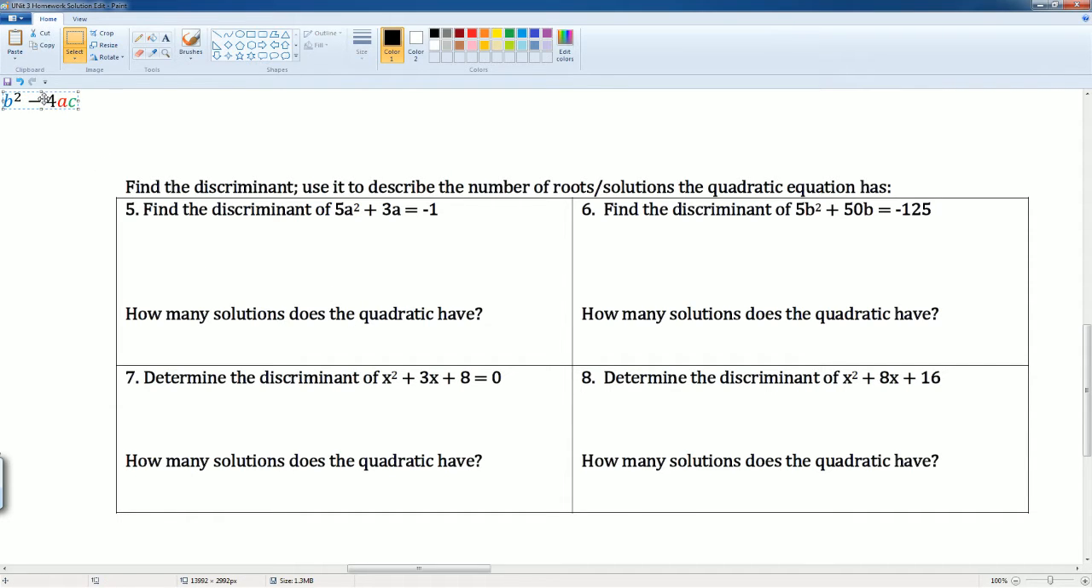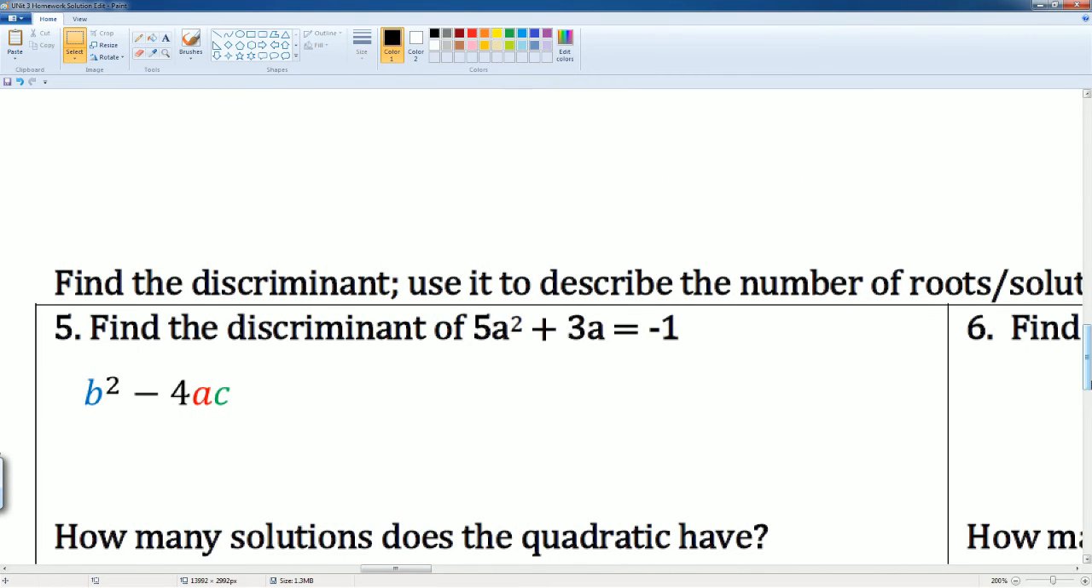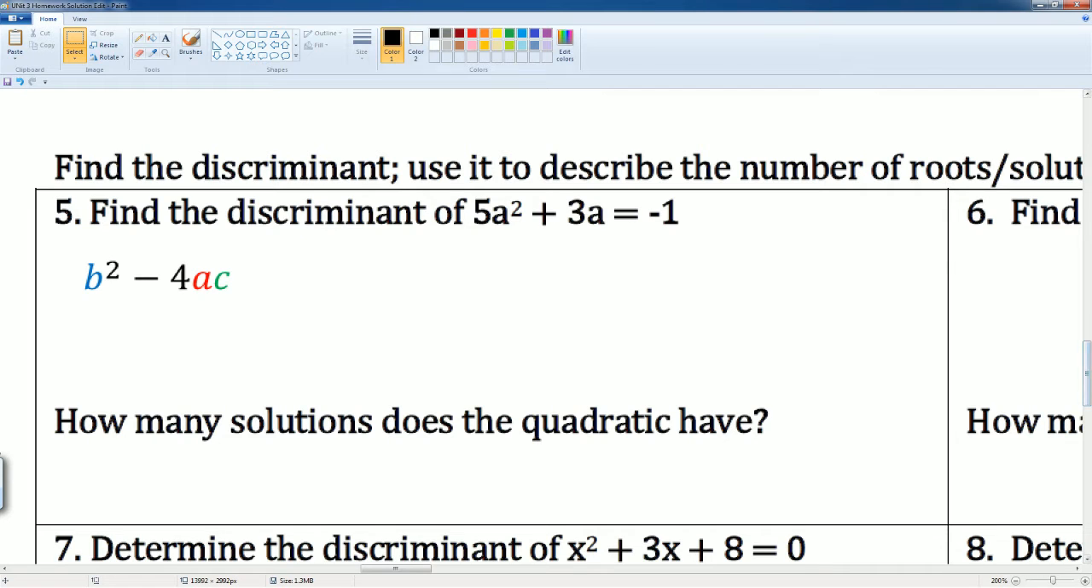So the discriminant is always in this format of b squared minus 4ac. So let's just plug it in. So b here is 3, so 3 squared minus 4, a is 5, and c is, we should put this in standard form first. Okay, so let's add 1 to both sides. That is better practice, always putting it in standard form. 5a squared plus 3a plus 1 equals 0.